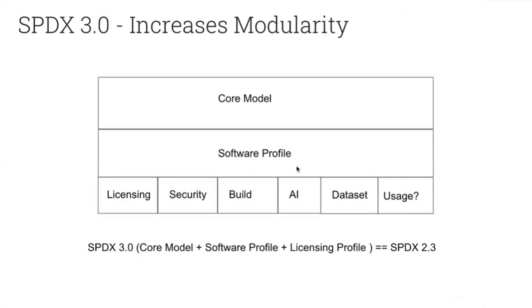And so the profiles we're supporting are going to be the licensing profile, security, build, AI, dataset, and usage. Usage comes from people needing to say, hey, I can use this in development, but I can't take it to production. In certain systems like the automotive industry and so forth, that is a key consideration you want to communicate as you're sharing information and sharing code.